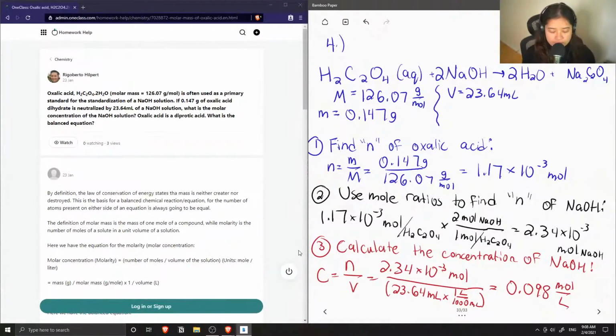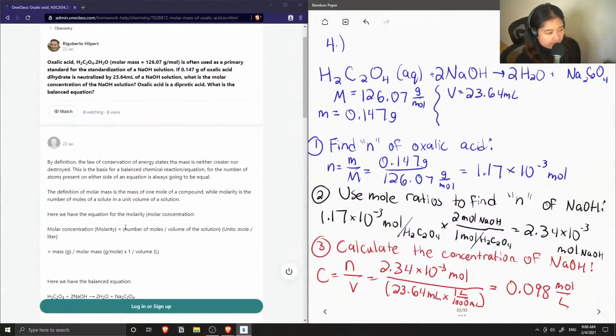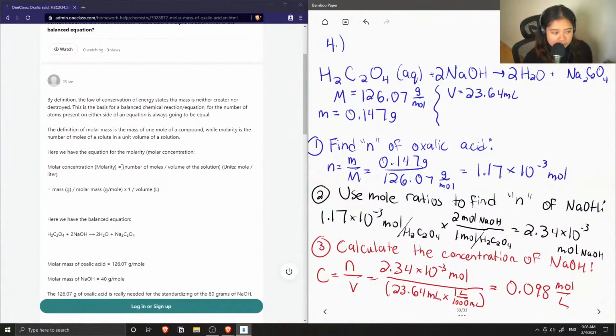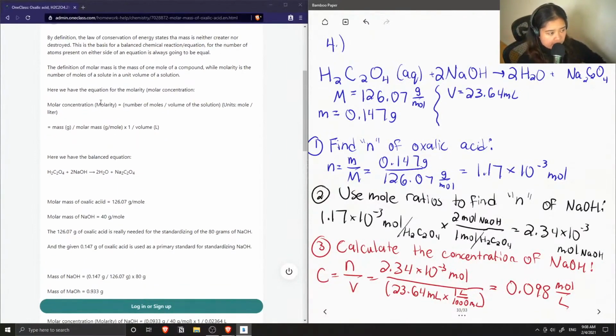Okay, so now let's see what the junior tutor said. By definition, the law of conservation of mass states that mass is neither created nor destroyed. This is the basis for a balanced chemical reaction and equation, where the number of atoms present on either side of an equation is always going to be equal. The definition of molar mass is the mass of 1 mole of a compound, while molarity is the number of moles of a solute in a unit volume of solution. Here we have the equation for the molarity, which is equal to molar concentration, number of moles divided by volume.